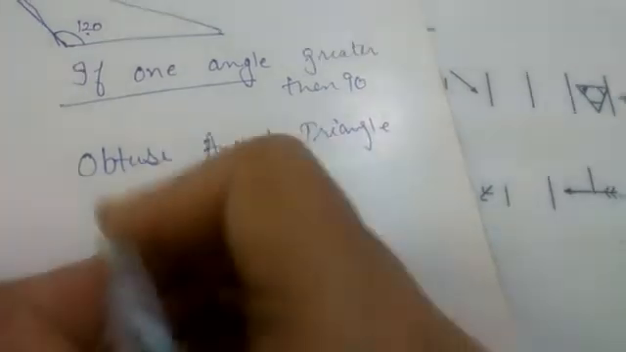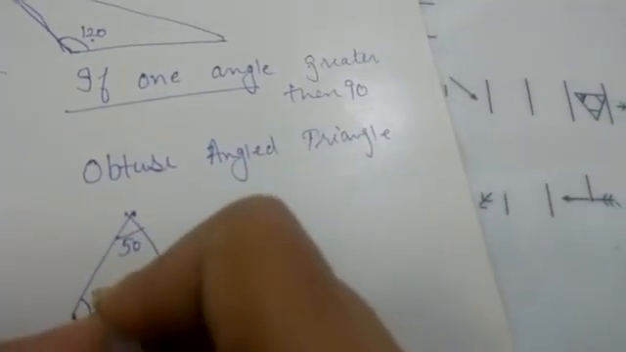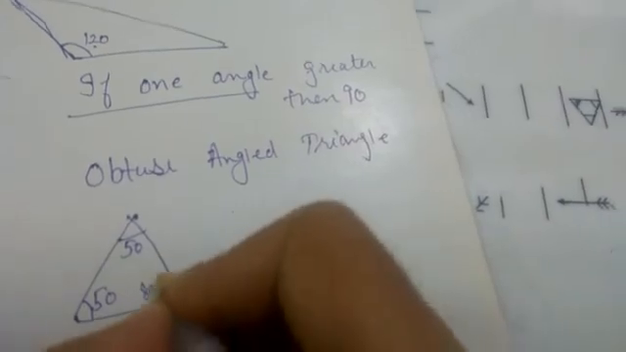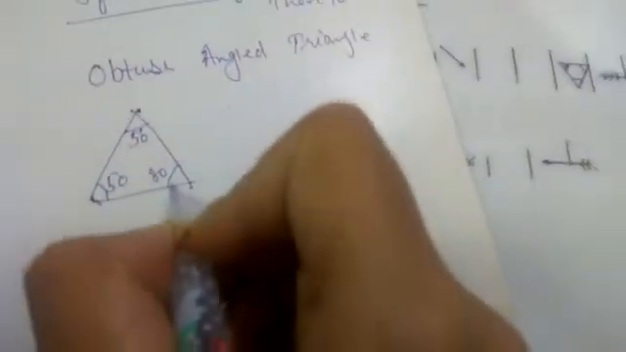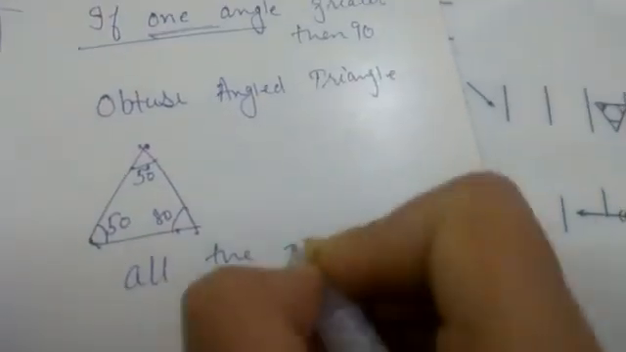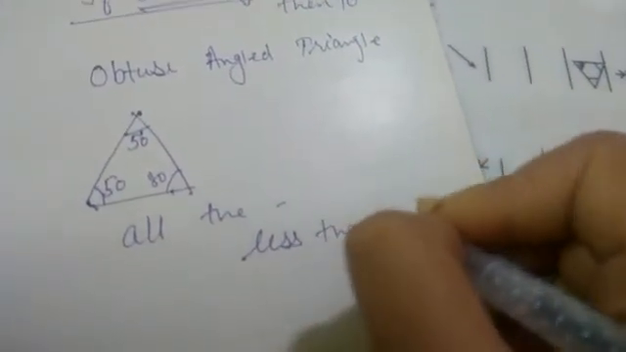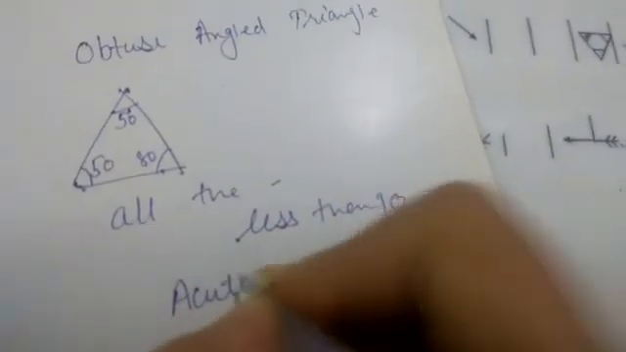And the third thing is, let us suppose this is 50, this is also 50, and this is 80. Now here, if all the angles of the triangle are less than 90, then this triangle is known as an acute angled triangle.